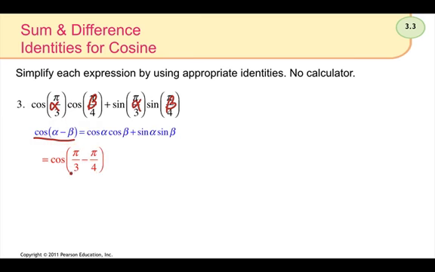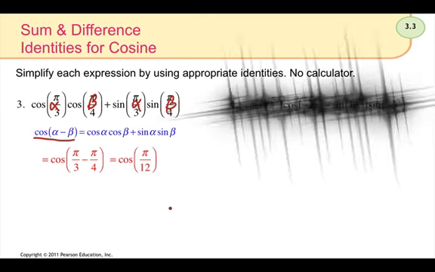You're looking at cosine of pi over 3, which is here, minus, because this is a plus, this is a minus, pi over 4, and all you're going to do is apply a little bit of pre-algebra here, and you end up with cosine of pi over 12. And we're done. We're not going to simplify this any further in this problem. Let's go to number 4.